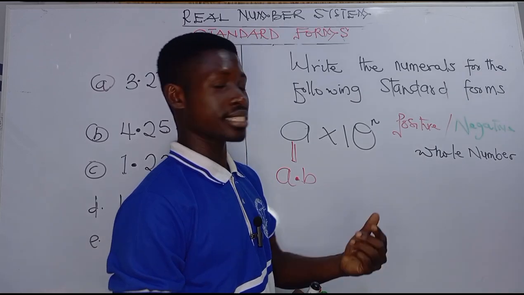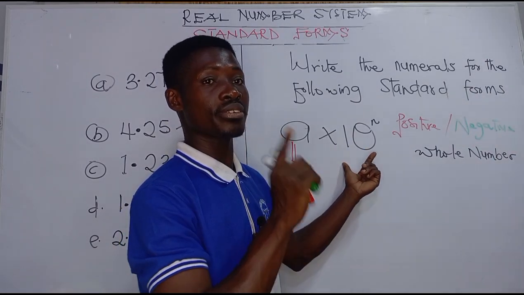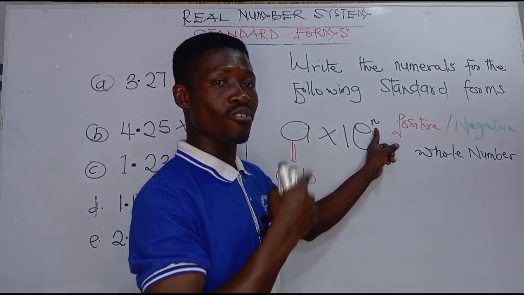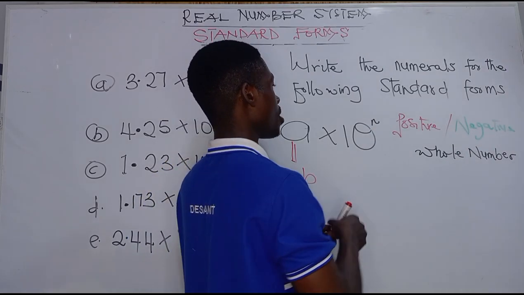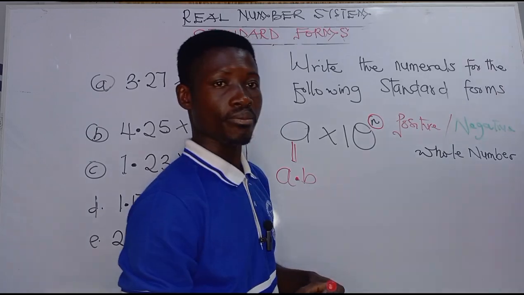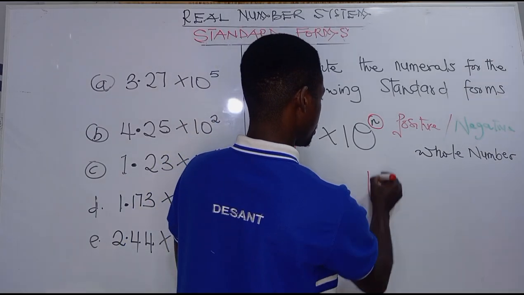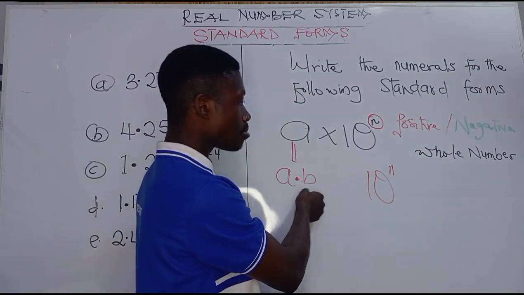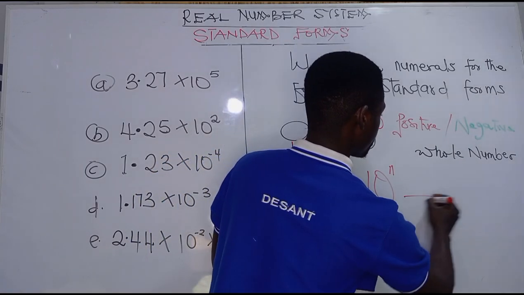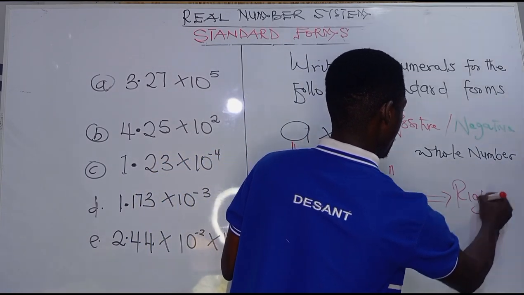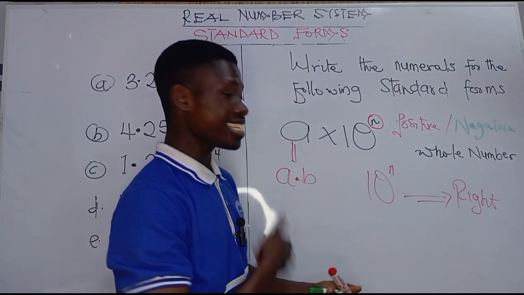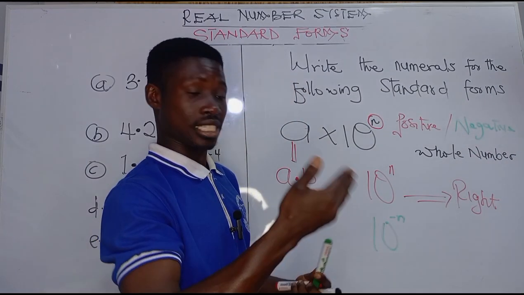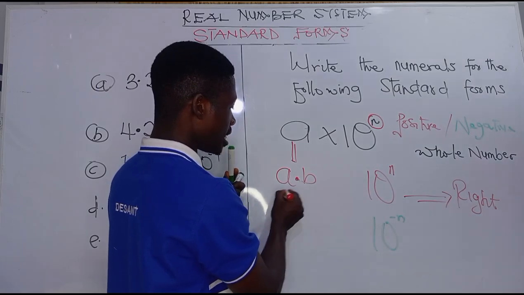In converting or expressing a number that has been written in the standard form as an ordinary number, our focus is going to be on the power of 10. A positive power of 10 tells us how many places we have to move the decimal point to the right. And a negative power of 10 tells us how many places we have to move the decimal point to the left.